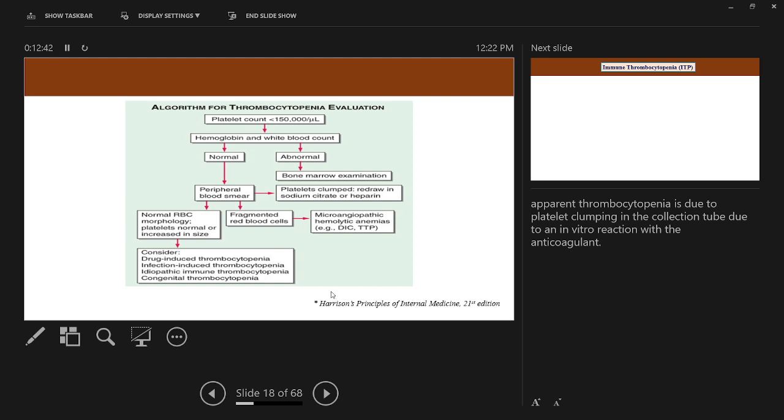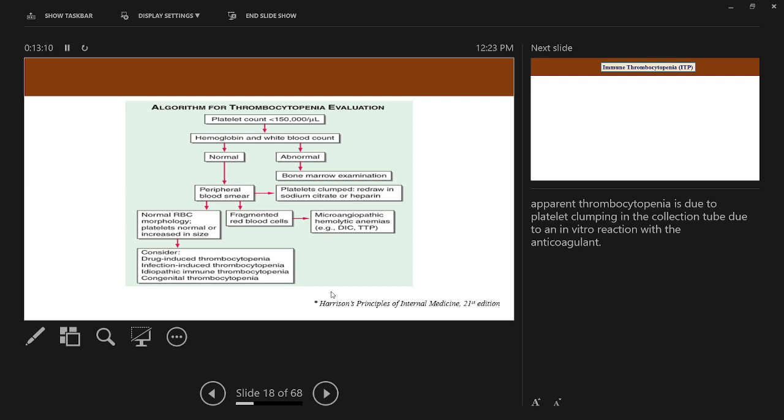Let us now discuss the algorithm for thrombocytopenia evaluation. When a patient presents to you with a platelet count of less than 1.5 lakhs, we look at other parameters also in the CBC, which is hemoglobin and the TLC count. Because if these are abnormal, then the patient actually has a pancytopenia. So you go for a bone marrow examination or other ancillary tests to determine the cause of pancytopenia. But if the hemoglobin and WBC count are normal, then go for a peripheral blood smear as given.